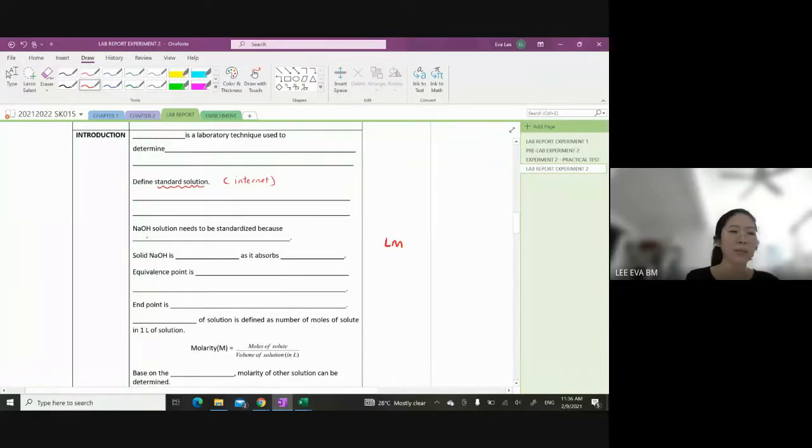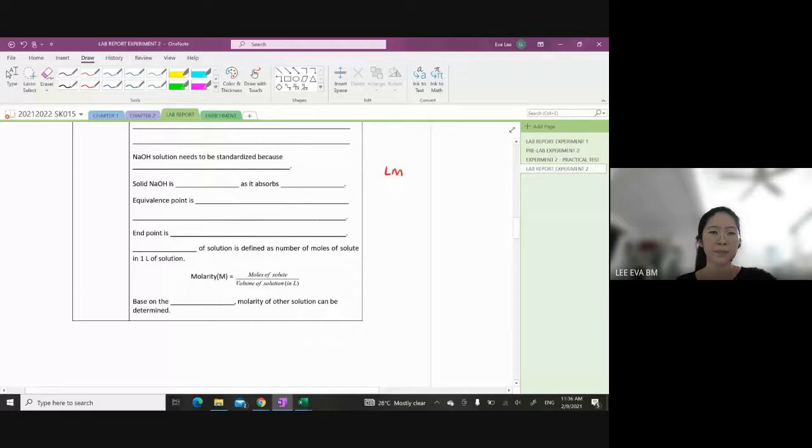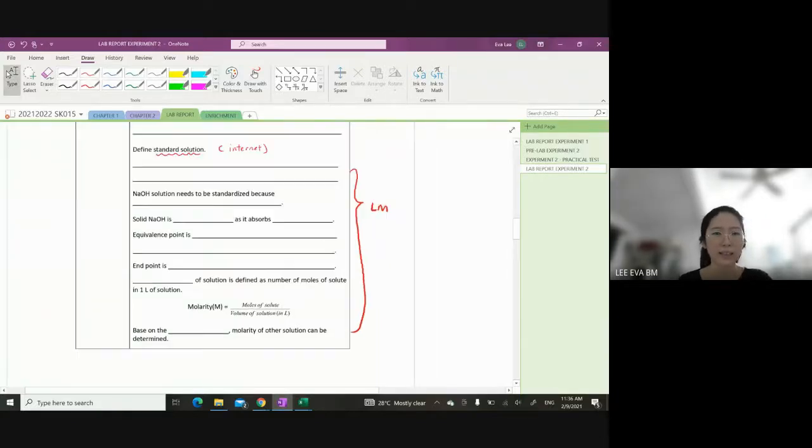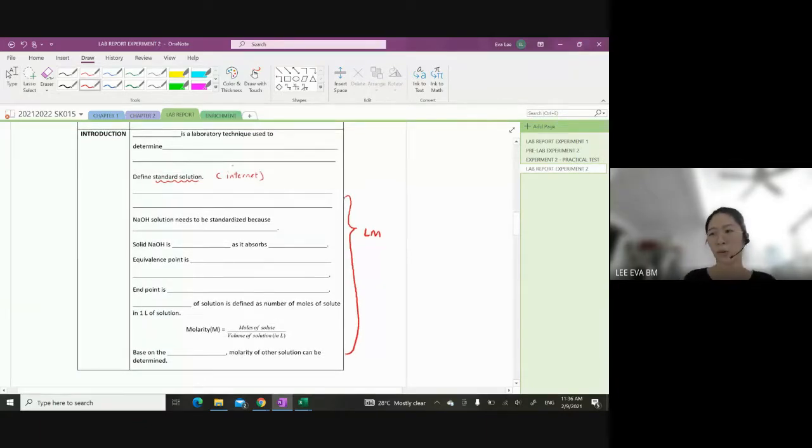For the others, you fill in the blanks. NaOH solution needs to be standardized because it contains impurities. Solid NaOH is hygroscopic because it absorbs moisture. All answers can be obtained from the introduction. Equivalence point is when your reactants are completely reacting according to the stoichiometric ratio. End point is when your indicator changes color. Molarity of a solution is defined as the number of moles of solute in 1 liter of solution. The formula is given in this. And then based on stoichiometry, the molarity of other solutions can be determined. All the answers are here, check in the lab manual yourself, because it is just copying. Other than the definition of standard solution, madam wants you to use a definition from the internet.